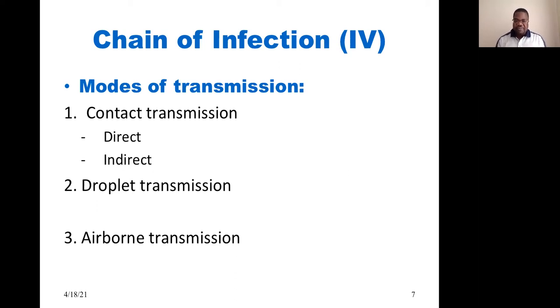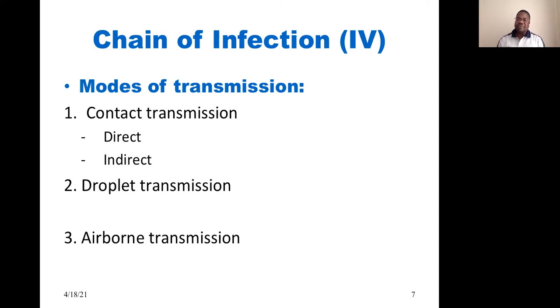We have droplet transmission and we have airborne transmission. Now, the difference between droplet transmission and airborne transmission is mainly the size of the particles. In droplet-borne infection, the particles are large enough so that they cannot travel long distances. Within a meter, those particles will fall on the floor. So it's like someone sneezing and coughing, the particles that carry microorganisms are released, but within 1 meter, those particles will fall because of their size, okay?